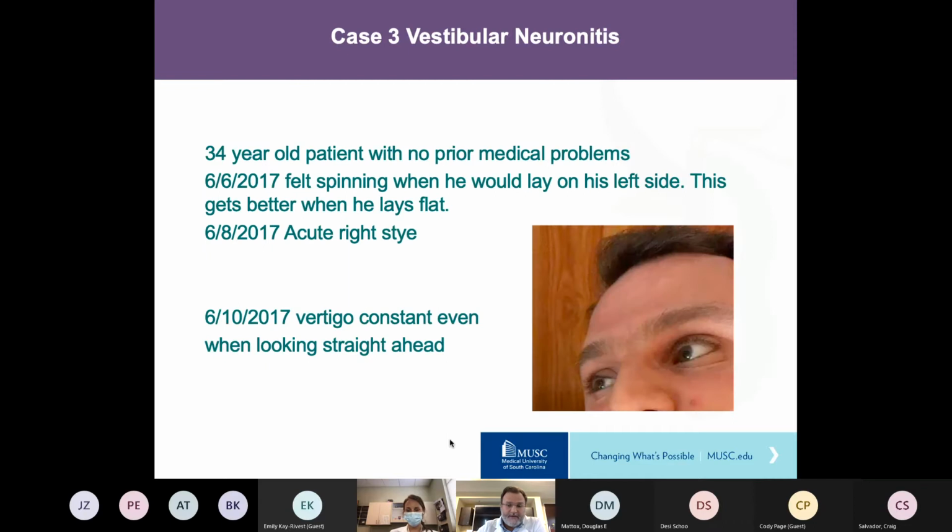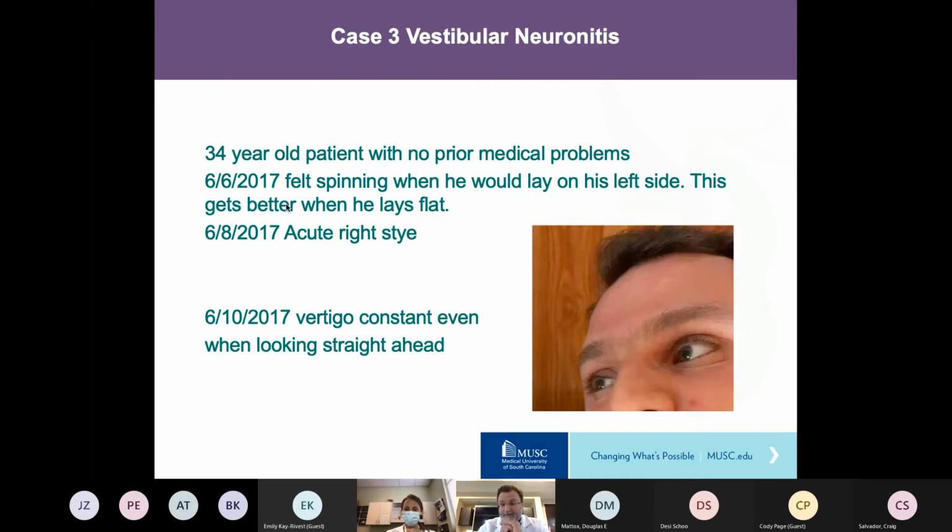This is another case of vestibular neuronitis. It's actually myself a few years ago. And I'm going to walk you through what the symptoms feel like and how you recover slowly from that. Initially it felt as if I was spinning whenever I would lay on my left side, and this got better when I laid flat. It happened suddenly out of nowhere. I returned from work one day and laid down and started feeling like things were moving.